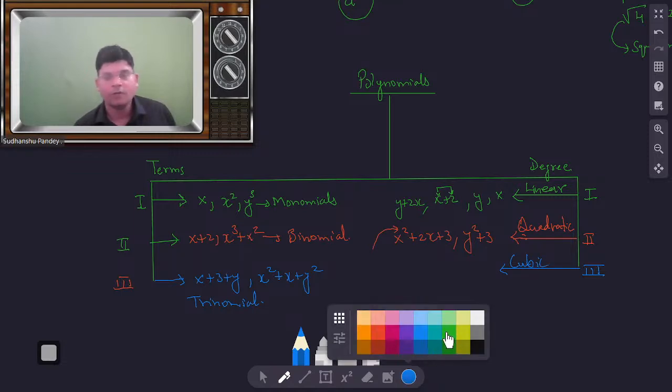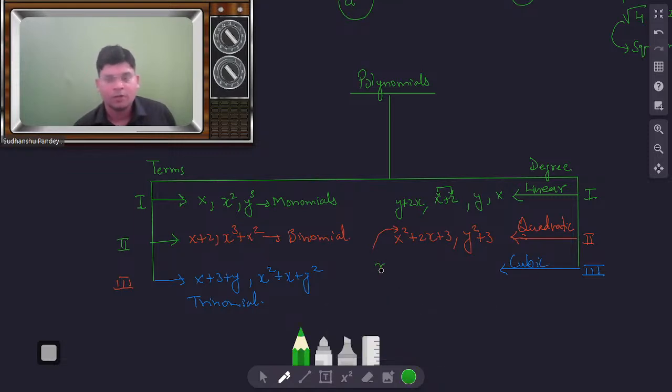What are we going to name it? Cubic. So I am writing an example of a cubic: x square plus x cube plus 2x square plus 3. Now when I am writing on the basis of degree, the number of terms does not have any role to play. You can write as many terms as you want of your choice.